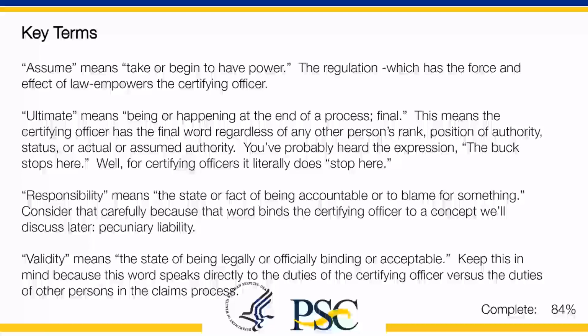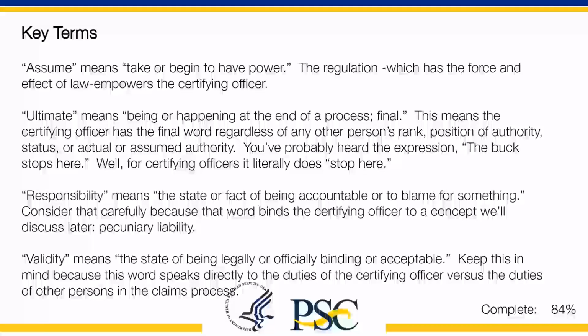This means the certifying officer has the final word regardless of any other person's rank, position of authority, status, or actual or assumed authority. You've probably heard the expression, "the buck stops here." Well, for certifying officers it literally does stop here. Responsibility means the state or fact of being accountable or to blame for something. Consider that carefully because that word binds the certifying officer to a concept we'll discuss later: pecuniary liability.